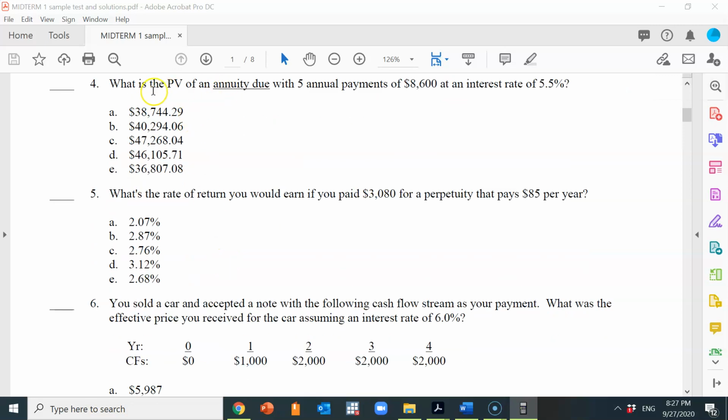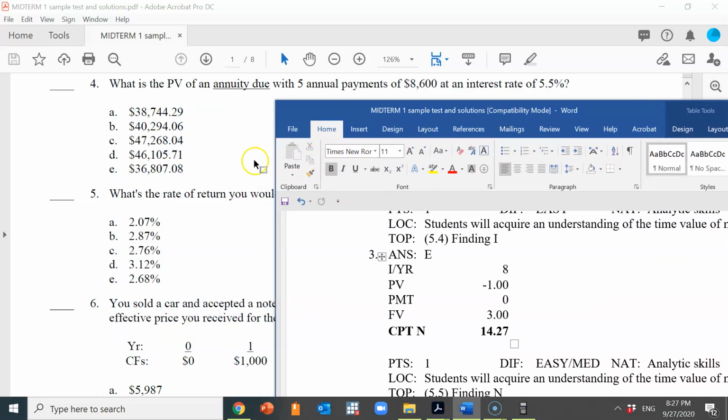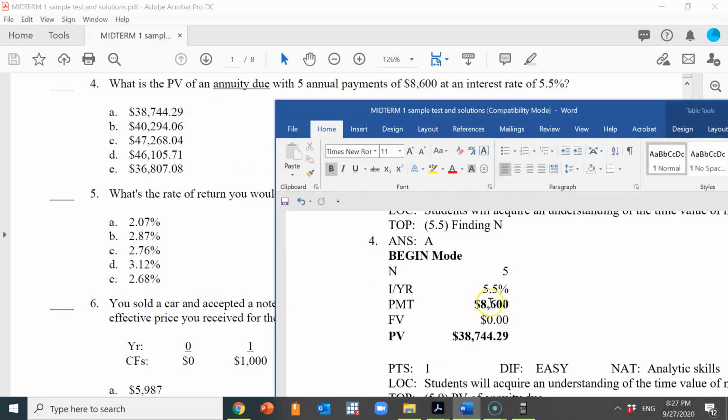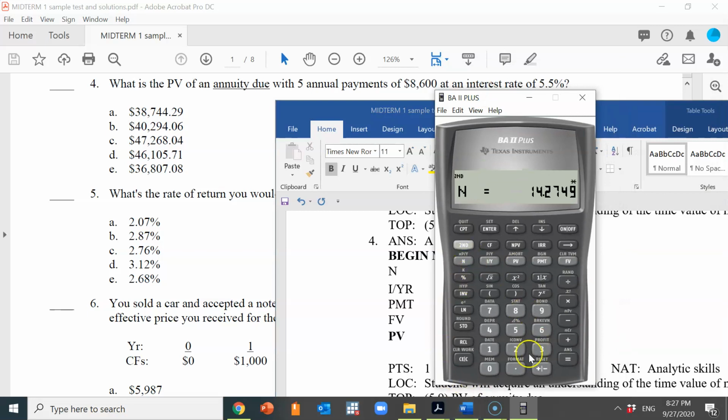Number 4. What is the PV of an annuity due with 5 annual payments of 8,600 and an interest rate of 5.5%? Let's look at this question. It's asking for the present value of an annuity due. We had a similar example in our notes. Here we need to change to begin mode by pressing second begin, which is the same button as payment. Second set, second quit. On the screen, you see BGN here.